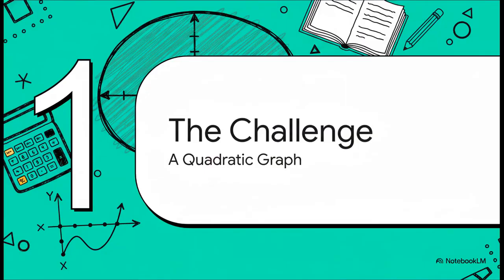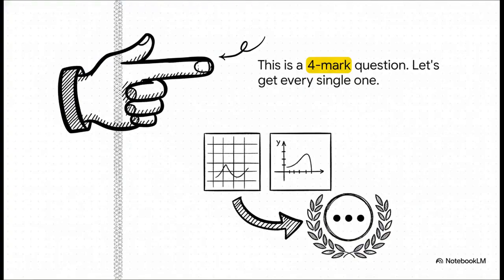The question we're pulling apart today is question 5 from our higher tier paper. It's a two-parter all about plotting a quadratic equation, which, as you know, is a real classic, a staple of the GCSE syllabus. Okay, here it is. Part A asks us to complete a table of values, and Part B wants us to draw the graph based on that table. The whole thing is worth 4 marks, and our mission? To make sure we get every single one.